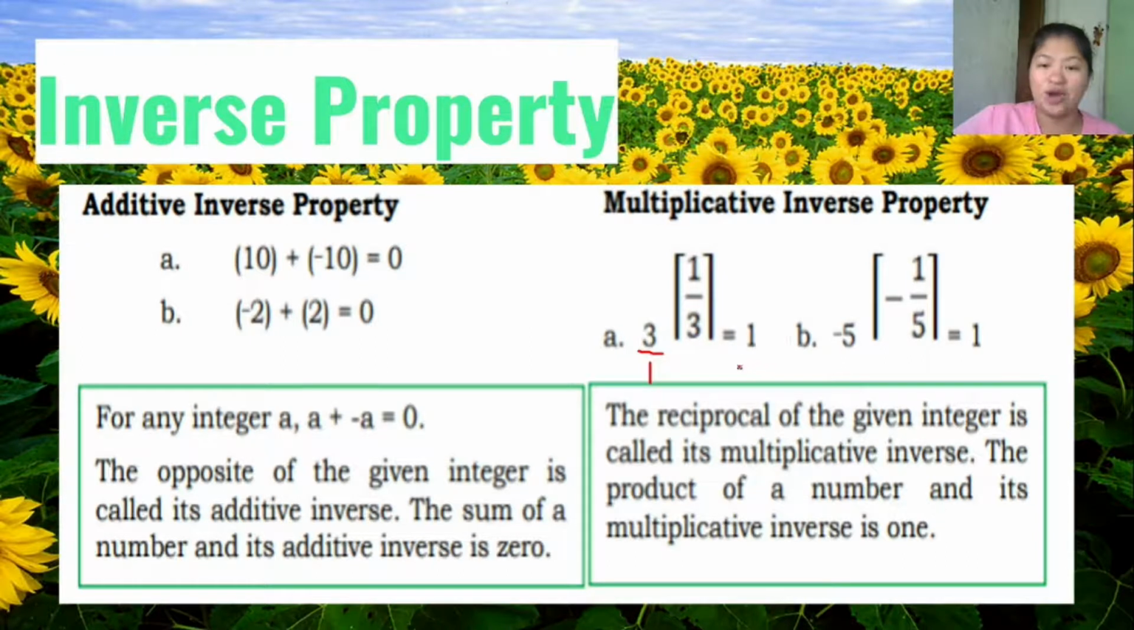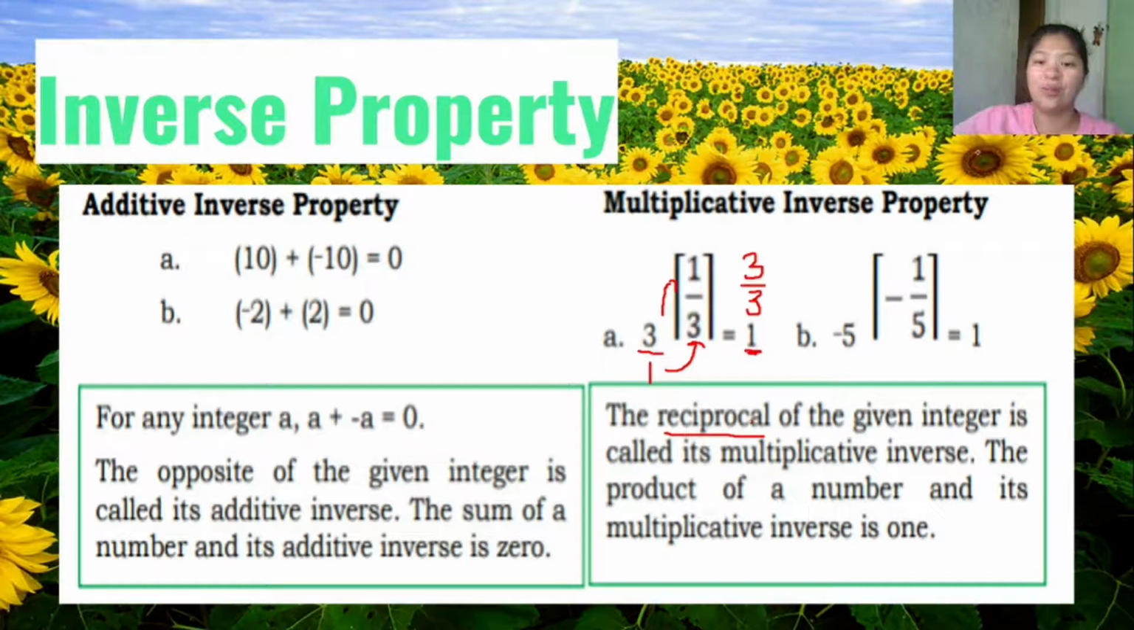How did that happen? When we multiply fractions, numerator to numerator, so 3 times 1, that would be 3. And then the bottom, denominator to denominator, 1 times 3, that will also be equal to 3. And what is 3 over 3? That is 1. So, 3 times 1/3 is equal to 1. Again, that is called the reciprocal.